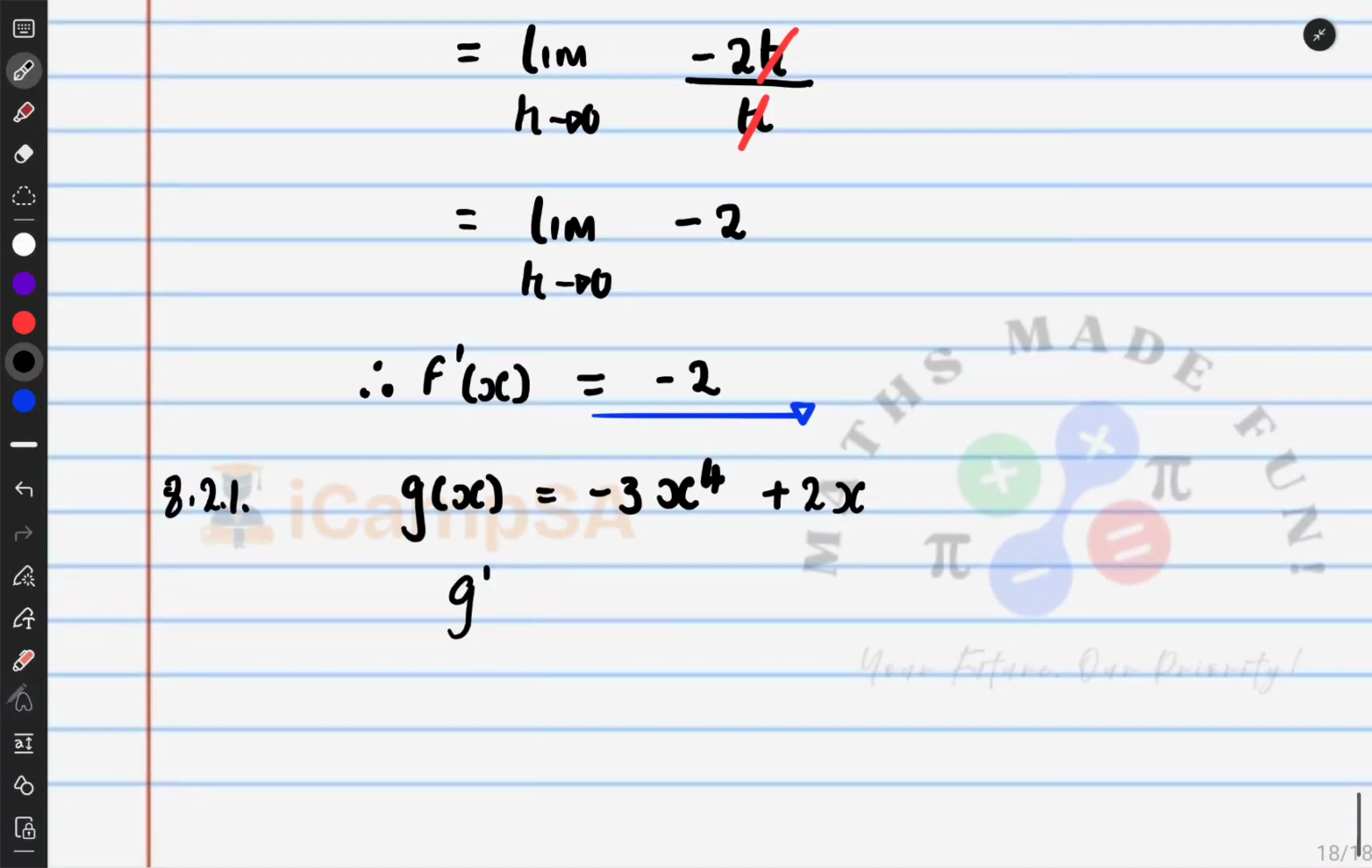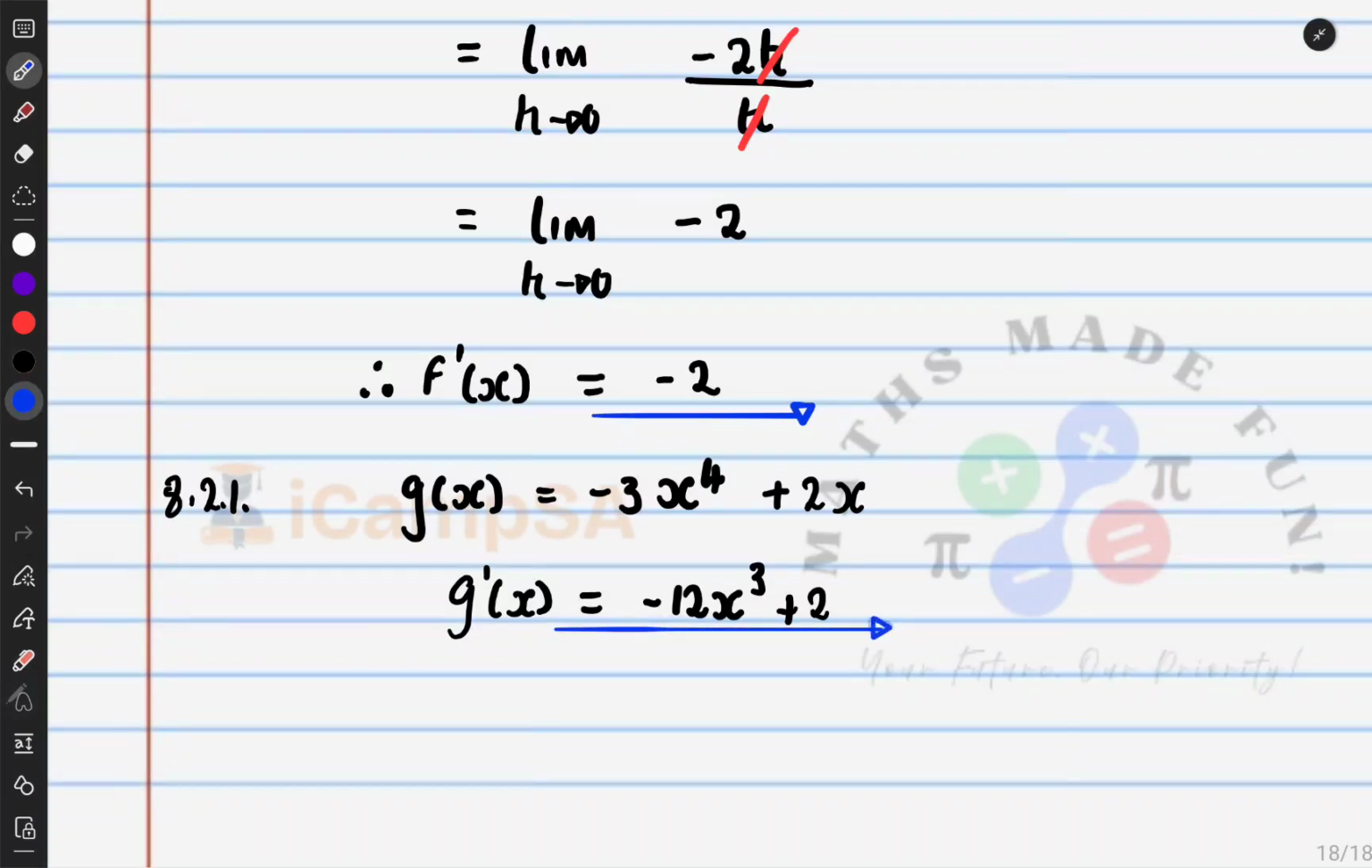Okay, so the derivative, which is g prime x, will be, remember, according to the power rule, we take the exponent to multiply the coefficient. Therefore we're going to have negative 12x, and then we subtract 1 from the exponent, therefore we're going to have 3. And then for the other term, since we have just the variable with no written exponent, we know that the exponent is 1, so we take 1, multiply the 2, and then we subtract 1, which will leave us with x to the power of 0, and x to the power of 0 is 1. Therefore here we will be left with 2. And that is our answer for this question.